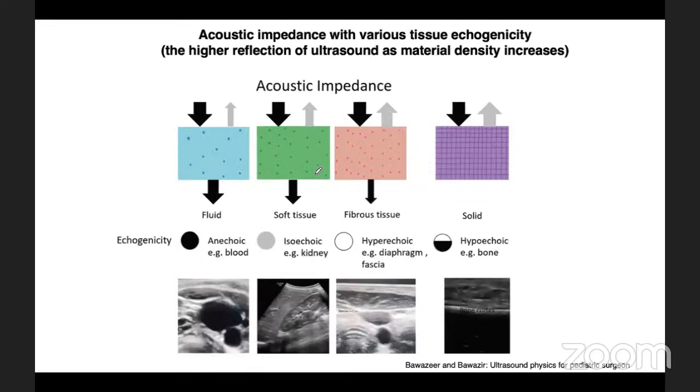This one shows you a little bit about acoustic impedance. If you see here, when fluid is there, the particles are quite far apart, so the sound goes in and some of it is reflected back. Most of it is transferred through the fluid, and it will appear anechoic, for example blood or CSF. As the particles get more and more concentrated, the black changes from gray to white, and if it is quite concentrated, none of it goes back and it appears like bone.